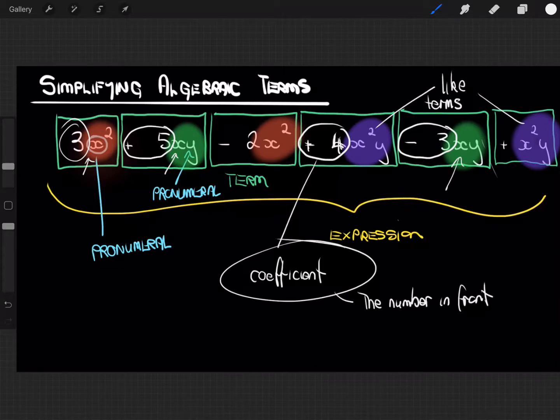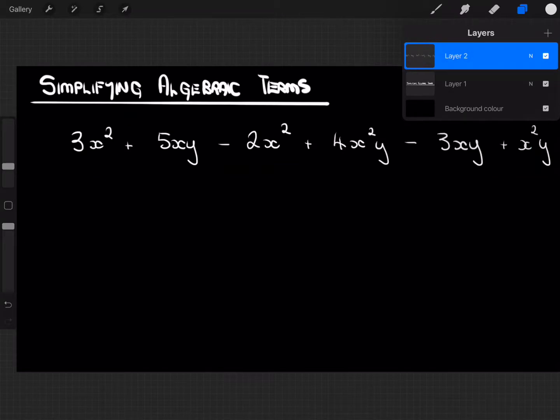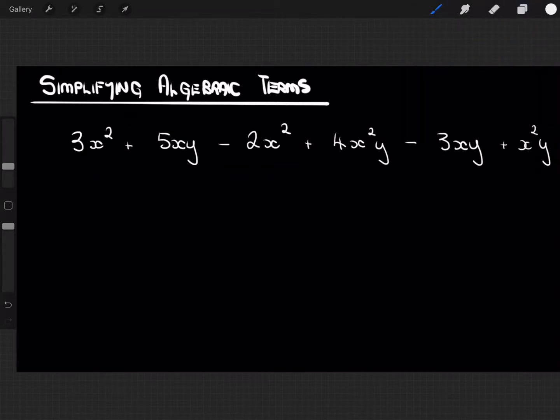Now, when we get to more advanced algebra, you will learn that coefficients can also be variables and pronumerals as well, but we'll get to that later. At the moment, we'll consider the coefficients just being in the form of numbers in front of the term. Okay, so let's get rid of all of that, and let's now simplify our expression.